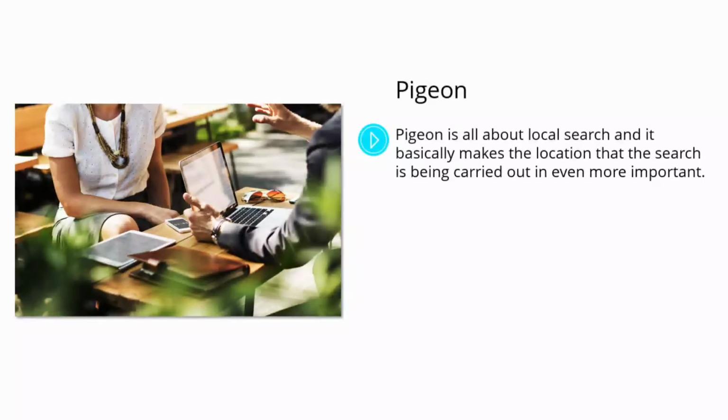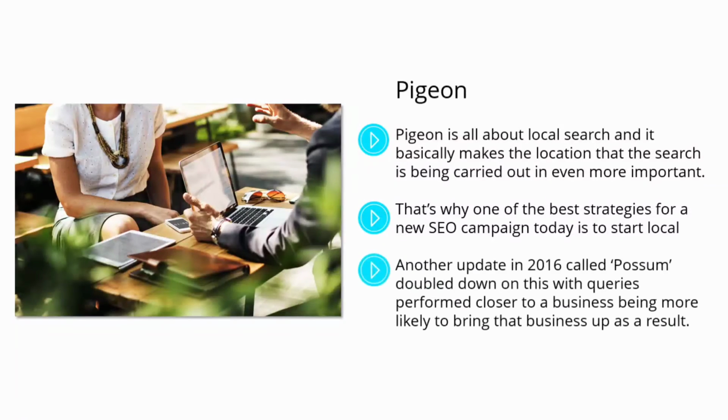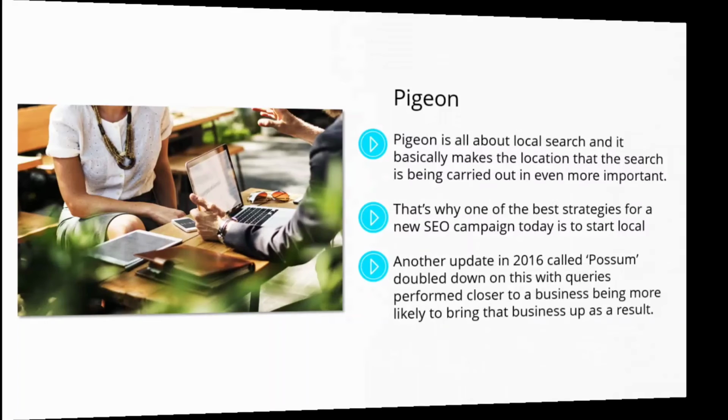Pigeon. Pigeon is all about local search, and it basically makes the location that the search is being carried out in even more important. That's why one of the best strategies for a new SEO campaign today is to start local. Start by targeting Buy Hats Online Santa Monica, and only then branch out into other areas and more global searches. Another update in 2016 called Possum doubled down on this, with queries performed closer to a business being more likely to bring that business up as a result.